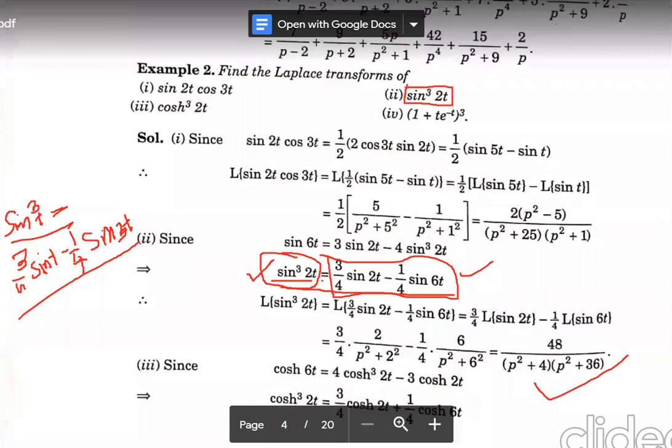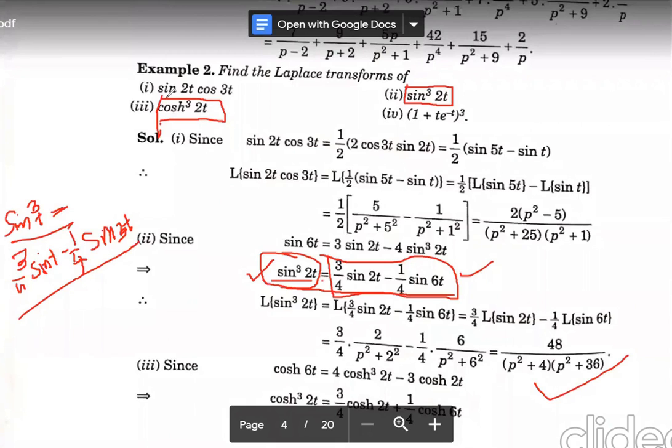Similarly here, cos hyperbolic 2t. Similarly, cos hyperbolic cube 2t. Again, we have a formula for cos hyperbolic at, but we do not have a formula for cos hyperbolic cube or cos hyperbolic square. So in that case, what will we do?